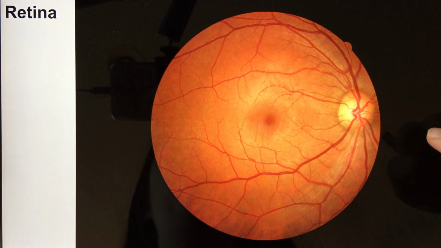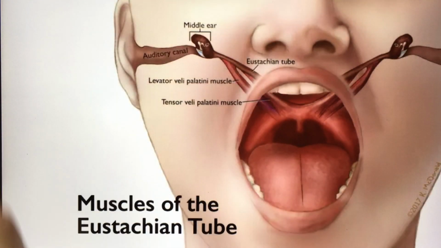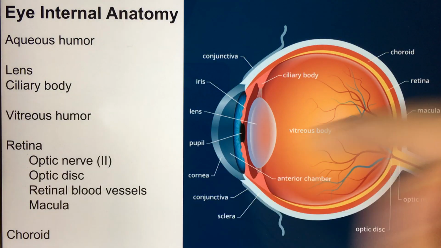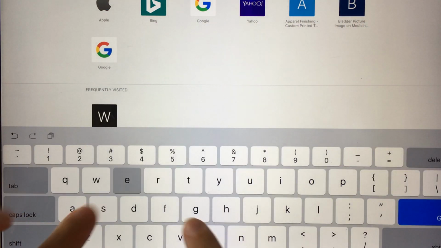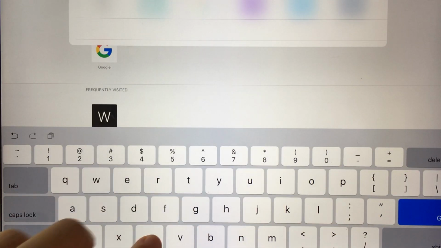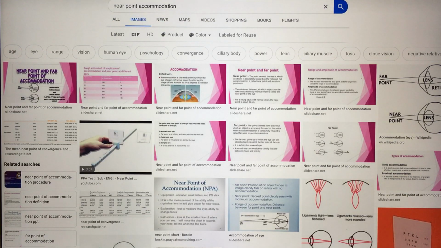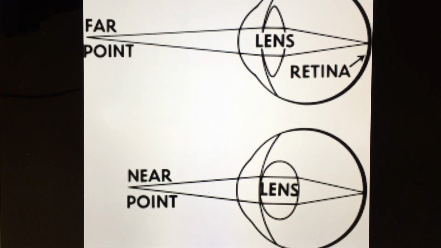I believe I have a picture of how that works. Nope, don't have that here. Let's find near point accommodation, to show you how that works with a lens. Here we go. This is a pretty decent diagram right here.